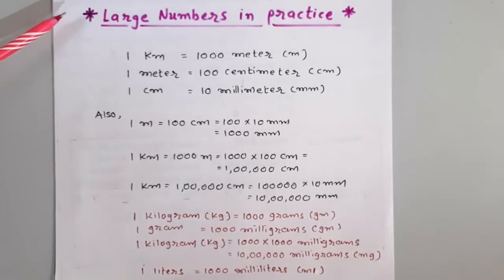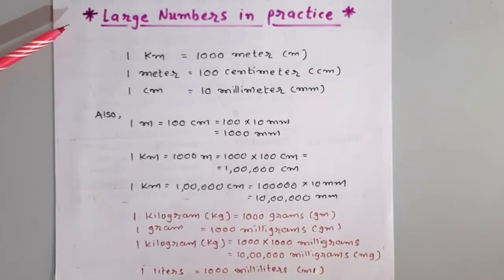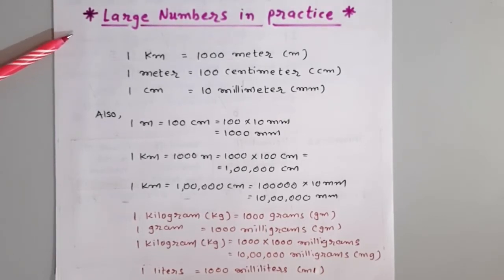Now let's learn about large numbers in practice. In earlier classes, we have learned that we use centimeter as a unit of measurement of length. We can use this unit for measuring the length of a pencil, the width of a book, etc. But this unit is too big to measure the thickness of a pencil. So we use another unit called millimeter. Also centimeters and millimeters are very small units to measure the length of the classroom. We use another unit called meter for the same.